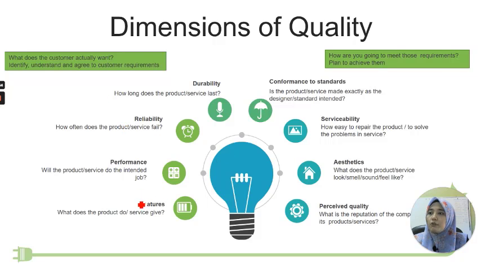Okay. For example, for features, what does the product do or service give? Okay. Apa yang kita boleh tambah baik lagi? Kemudian the performance, will the product do the intended job? Okay, macam kita kata, dia boleh ambil gambar tapi betul tak dia boleh ambil gambar dengan terang? Okay, the performance. Reliability, how often does the product fail? Mungkin dia boleh ambil gambar tapi dia tak boleh ambil gambar yang berkualiti. The performance is there. Dia boleh, maknanya dia capai lah the function. The function untuk ambil gambar, the objective untuk ambil gambar, but then gambar dia tidak berkualiti. So it's not a reliable product.